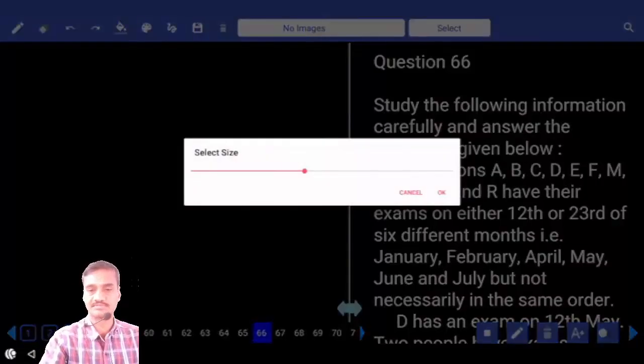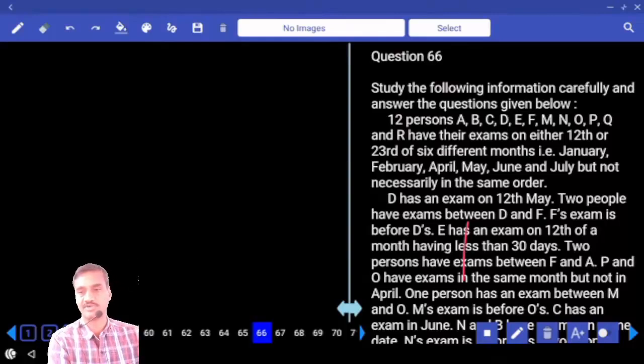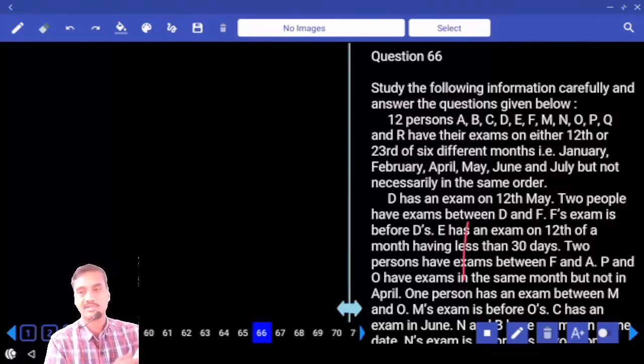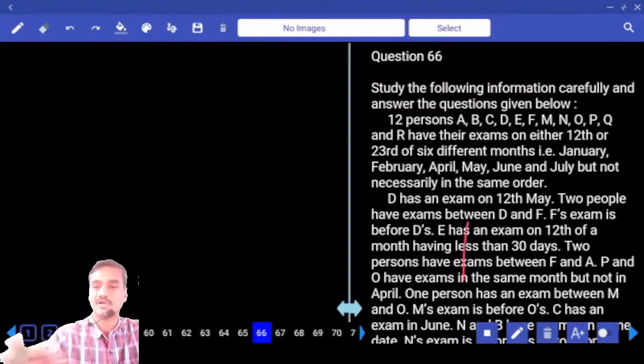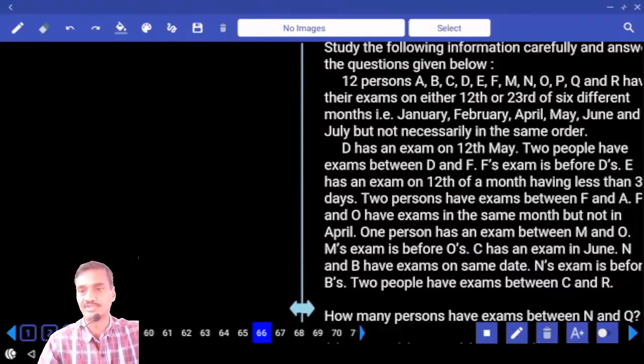66 onwards. Now in the first one, what is the information we have? There are some 12 people: A, B, C, D, E, F, M, N, O, P, Q, and R, and they have their exams either on 12th or 23rd of 6 different months. How many months do we have? 6 months. Either 12th or 23rd.